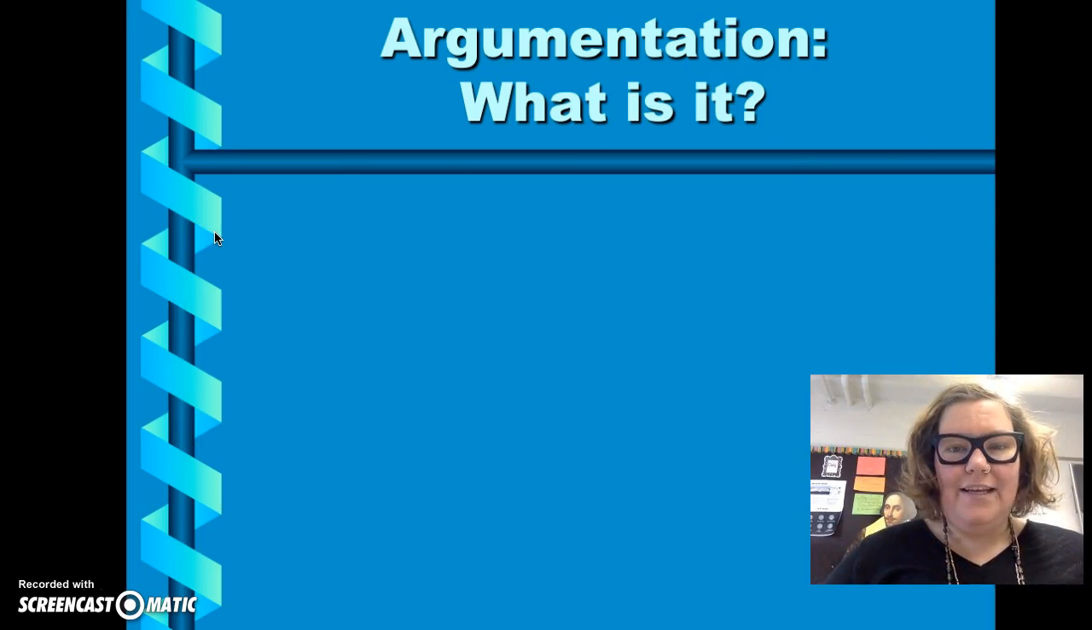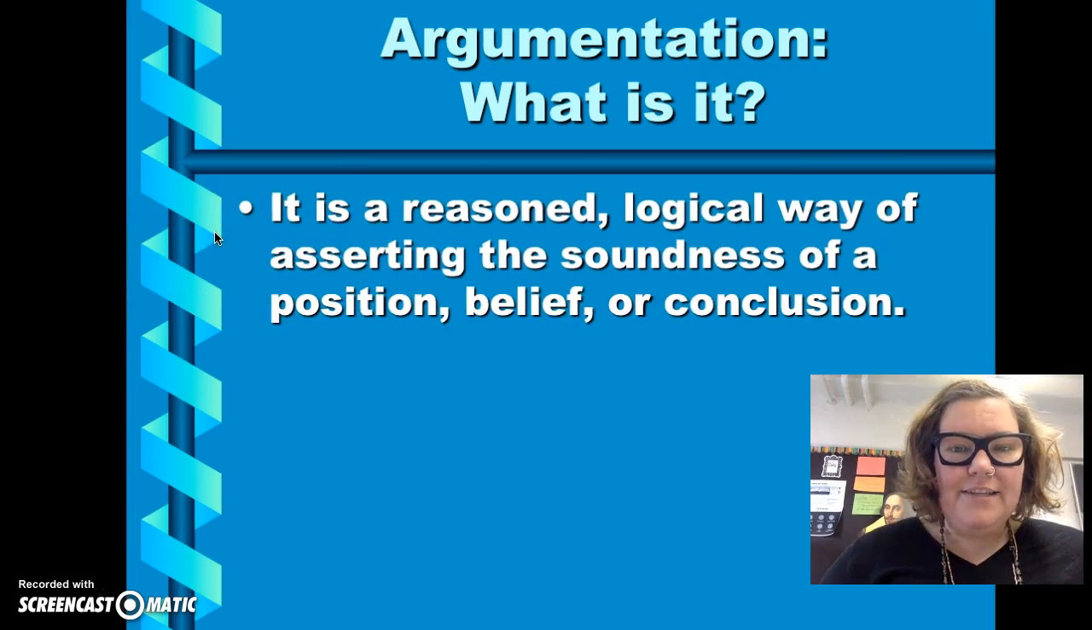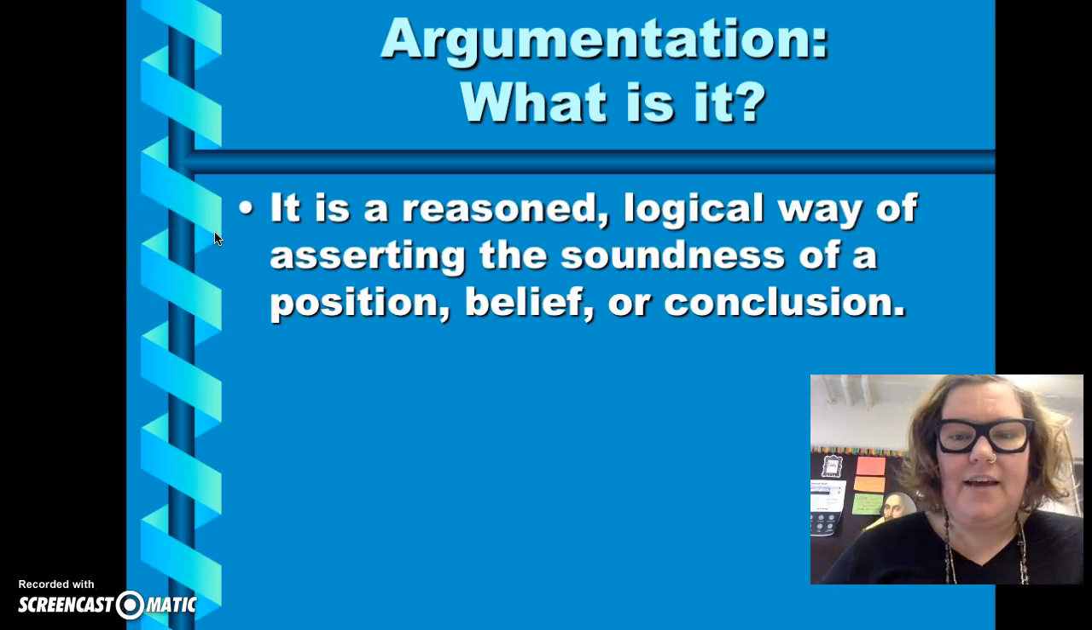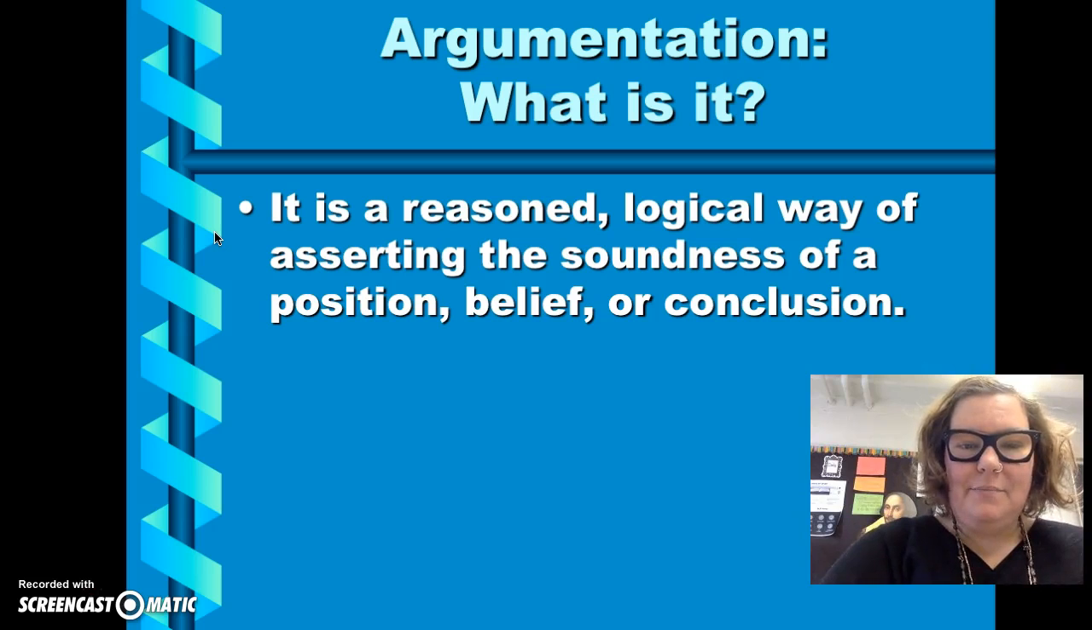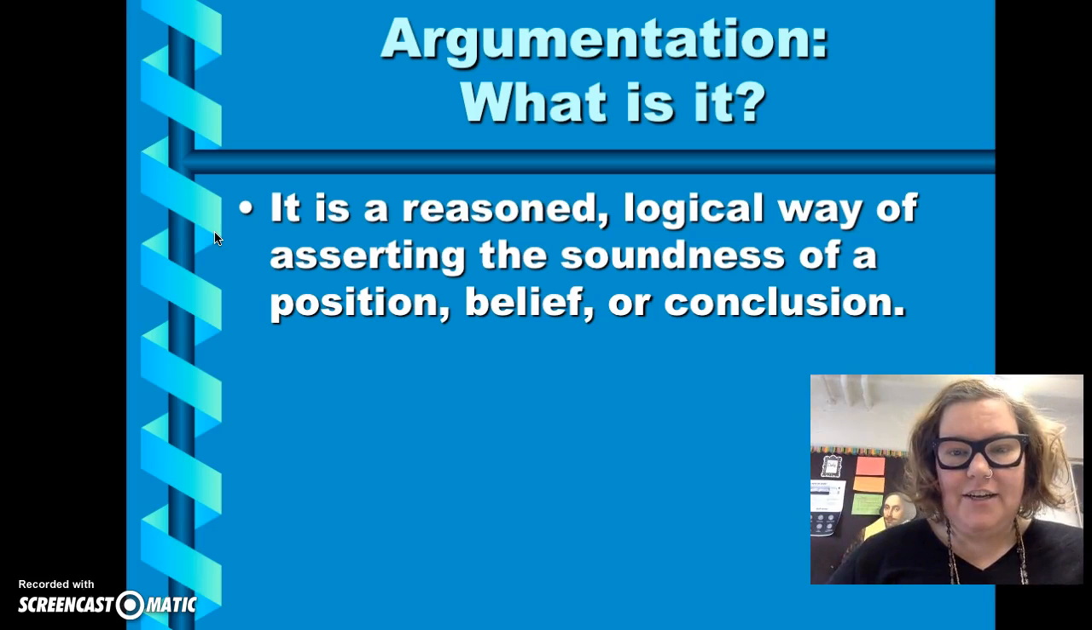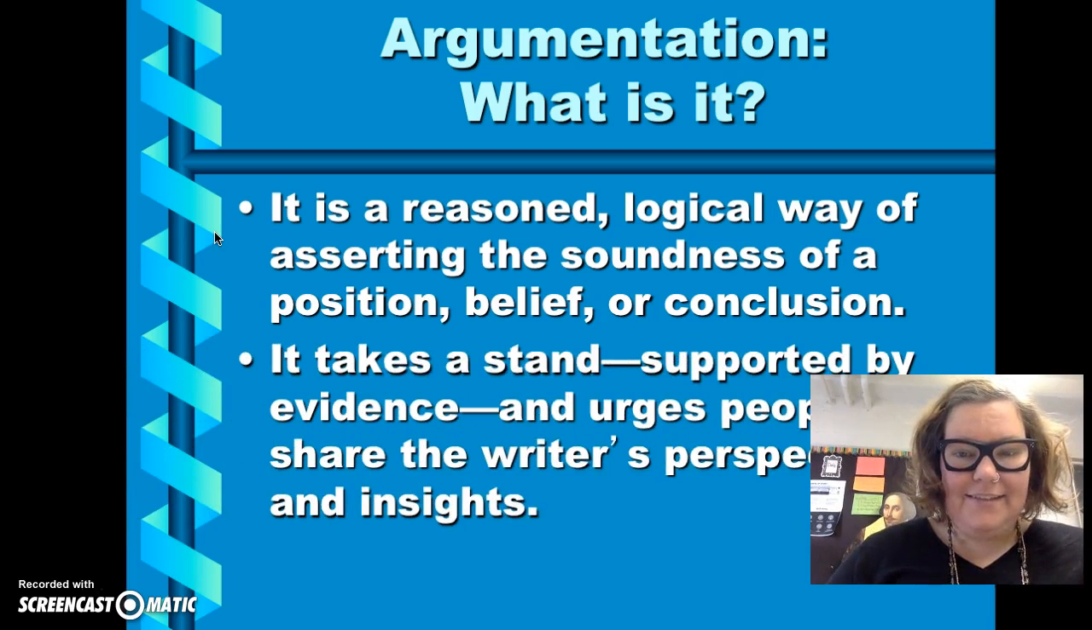All right, argumentation, what is it? It's a reasoned, logical way of asserting the soundness of a position, belief, or conclusion. This is not entirely different from what we've been looking at in terms of what an argument is, but it's a little more detailed, and I want you to note the words logic, soundness, position, belief, or conclusion. You need to have a logical position. It needs to be supported. So it takes a stand supported by evidence and urges people to share the writer's perspective and insights.